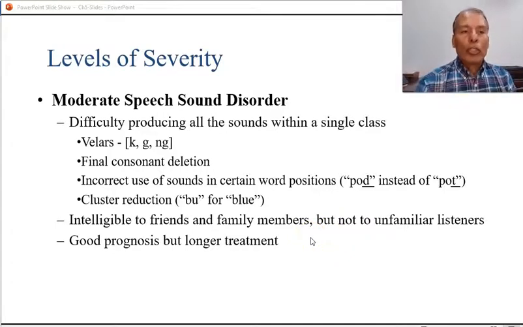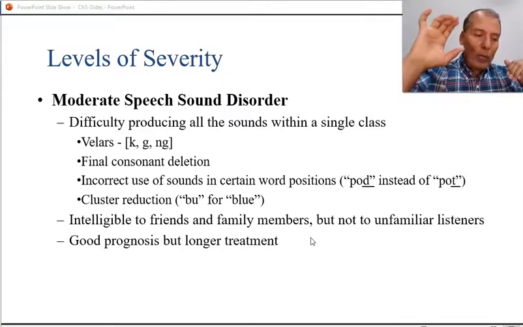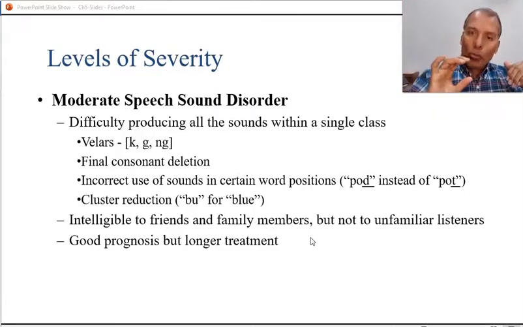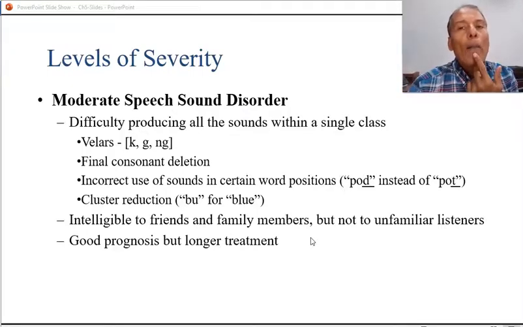A moderate speech sound disorder involves difficulty producing all the sounds within a single class. Single class, that means that we discussed that in the previous recording. When you look at the consonant phonemes, we divided them into two big categories. We divided them into something called obstruent sounds and non-obstruent sounds, or resonant sounds. So anyways, the obstruents include stop sounds like p, b, t, d, k, g. These are stop sounds where the airway completely is shut down. So all these stop sounds could be affected.